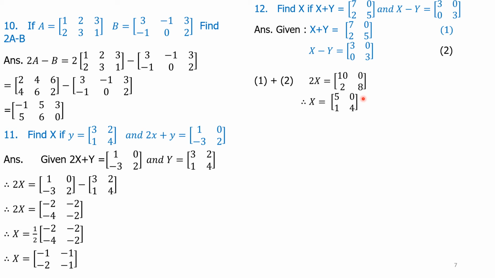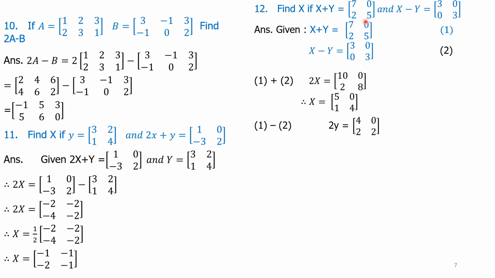Therefore, x is equal to, we have to divide this matrix by 2. Therefore, 10 by 2 is 5, 0, 2 by 2 is 1, and 8 by 2 is 4. This is the value of x. Therefore, to get the value of y, though it is not asked in the problem, we will solve it.